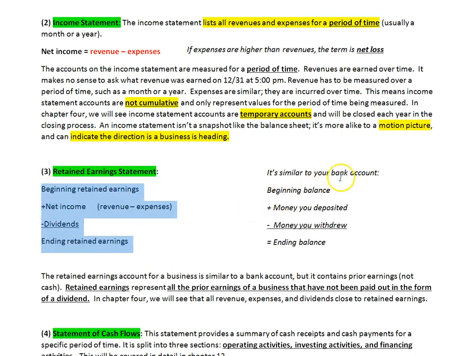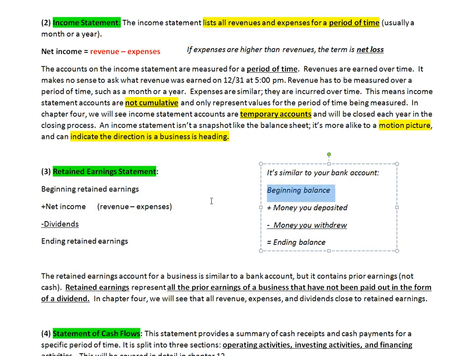It's very similar to your own bank account where you start with the beginning balance. Well, the beginning balance for this account is called beginning retained earnings. You add to it the money you deposited during the period. Maybe you worked and got a paycheck directly deposited. For the business, we're going to call that net income. And then money you withdrew for yourself, we're going to call that dividends. And you get to your ending balance. So we keep track of the beginning balance, what came into the account, what left the account, and then we get to our ending balance.